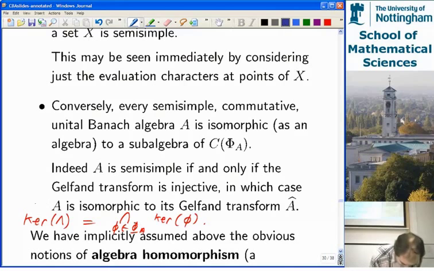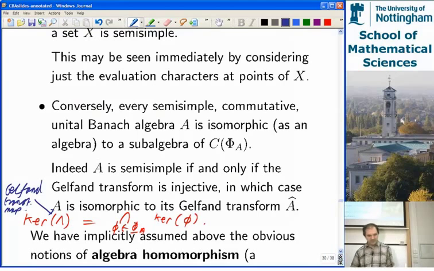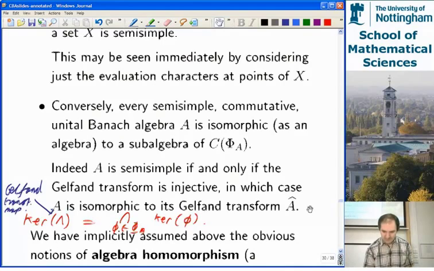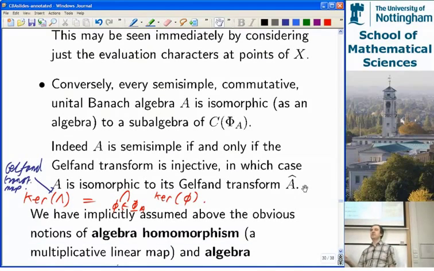So if that intersection is 0, where hat is the Gelfand transform map, then this map is injective, and that means that your algebra is isomorphic to its image. And so you can just work with A hat, but A hat is an algebra of functions. A hat is the set of evaluate-at-me functions defined on the character space, Φ_A.